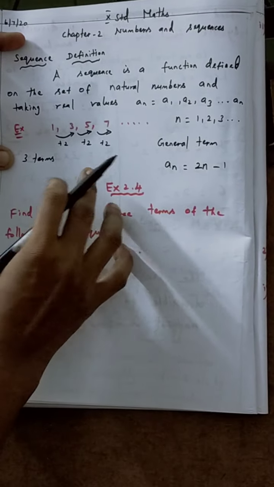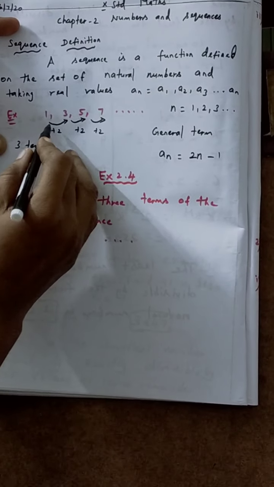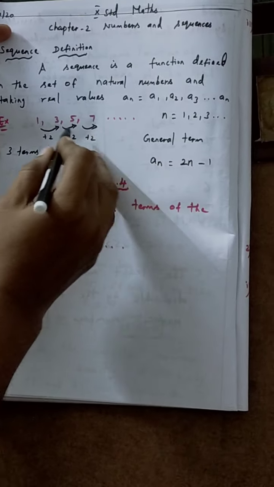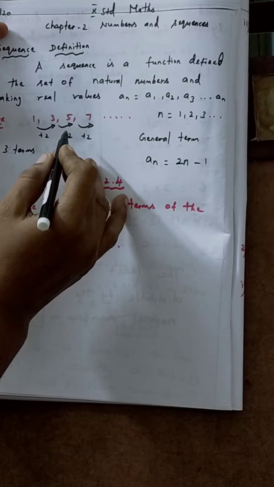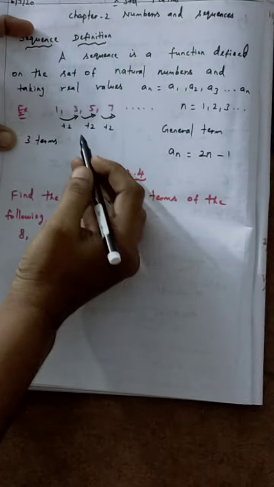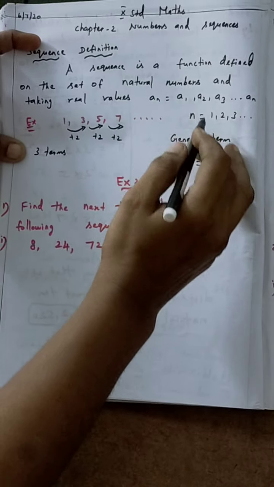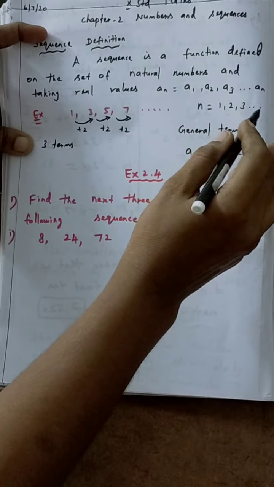Already we learned in the lower classes. Infinite sequence means, for example, 1, 3, 5, 7 up to etc. That one is an infinite sequence. Okay, so a sequence means the number of elements. Here the n value is only for natural numbers. So natural numbers means n equal to 1, 2, 3 up to etc.